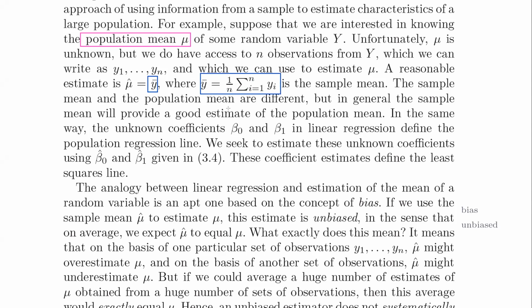The sample mean and the population mean are different, right? In all likelihood, they're not going to coincide perfectly unless we're really lucky. And even if you get really lucky, do you know that you got really lucky? There's always that uncertainty in these estimates. So the sample mean and the population mean are different, but in general, the sample mean will provide a good estimate, whatever we mean by that.